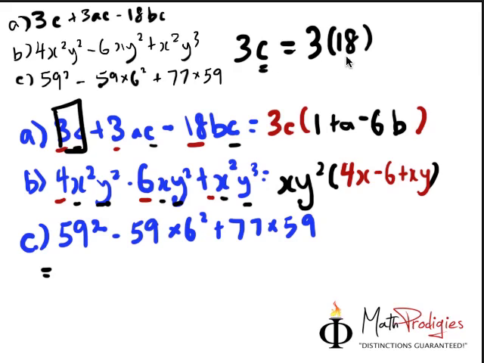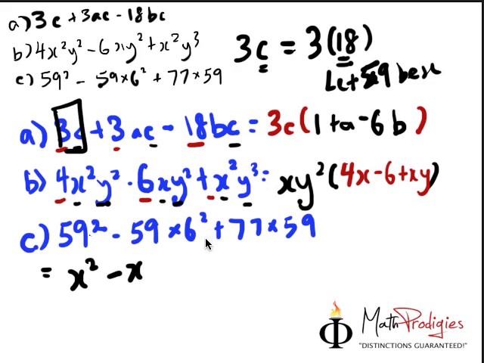So C is actually a variable. That's why we can use this knowledge to give 59, for example, a letter. It could be X, it could be A, it could be anything you want. In this case, I'm going to use X. So let 59 be X, and I'm going to put X squared minus X.